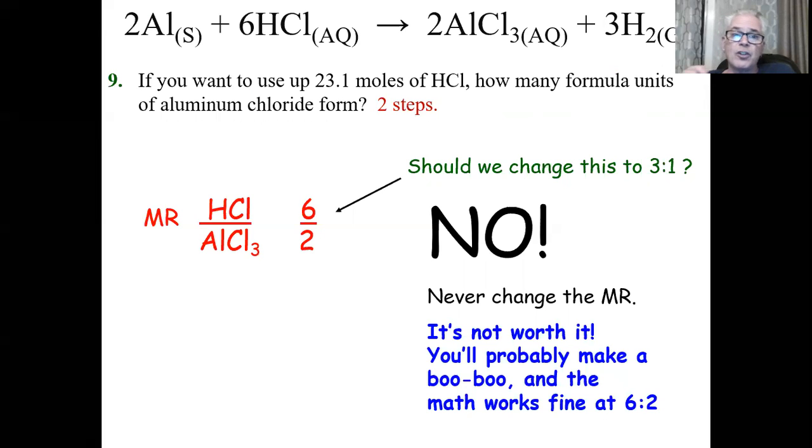We're looking at just HCl and aluminum chloride. 6-to-2 is fine. It's going to take care of itself. Don't be changing things. The mole ratio is 2-to-6 to 2-to-3. The part we're looking at is 6-to-2, HCl to aluminum chloride. We're not changing it. Stick with it. So here we go.